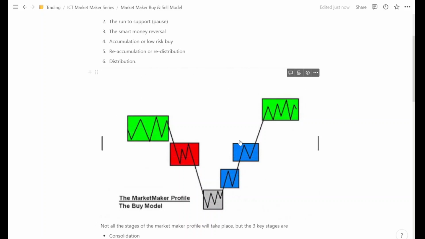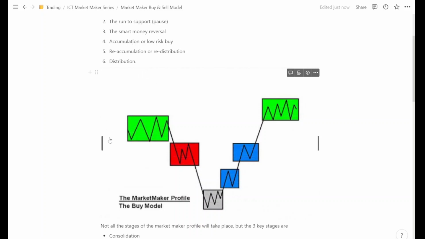Now, after the buy model, usually depending on what has happened in here, you can anticipate a sell model to take out the low. Remember I told you that the important thing you need to pay attention to as far as the initial consolidation is concerned is where it is taking place. You are expecting price to trade into premium.